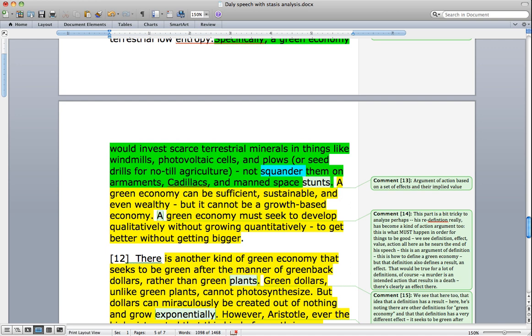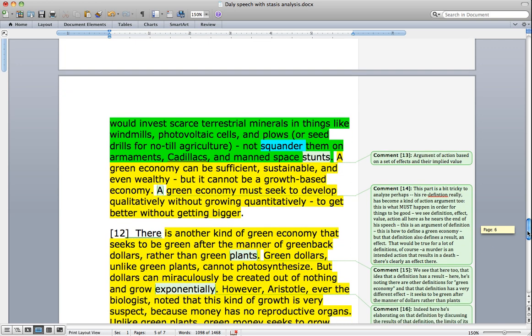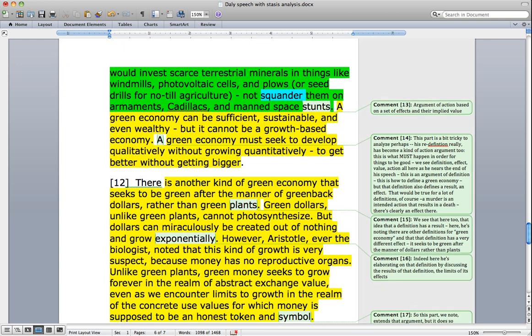Here's what it would look like. And I've said really that in the end here, as we're almost at the end of his argument, I've made this note that this is a little tricky to analyze. And later in the semester, we'll talk about whether or not analysis of stasis has to be really one thing or another, or what happens when we see that we could put an issue in different stases. But for now, we'll try to be a little more fundamental in our understanding. And I've said here that this part is a bit tricky to analyze, perhaps.